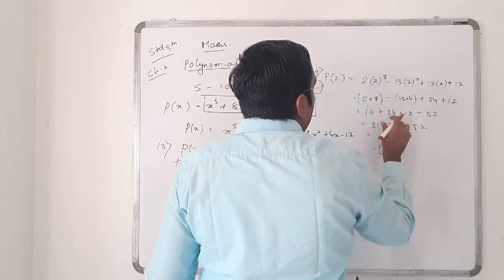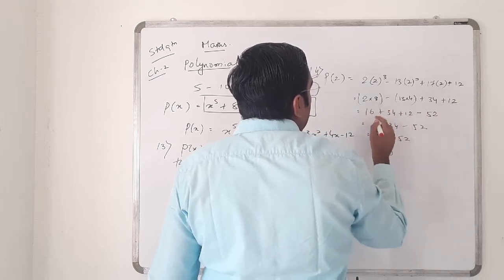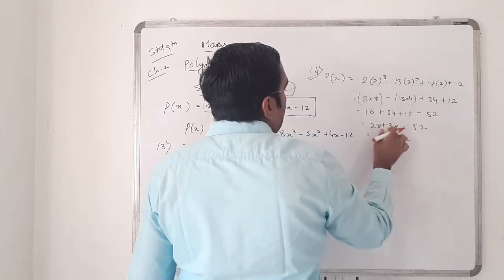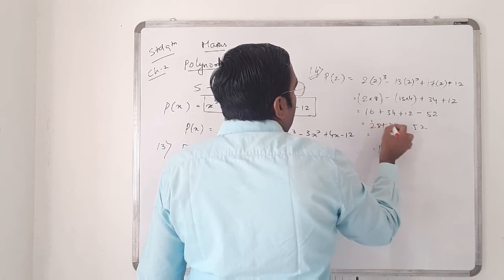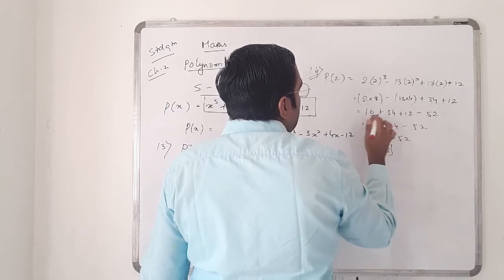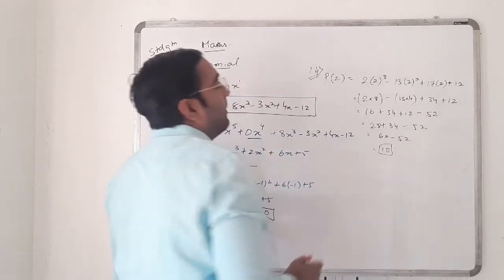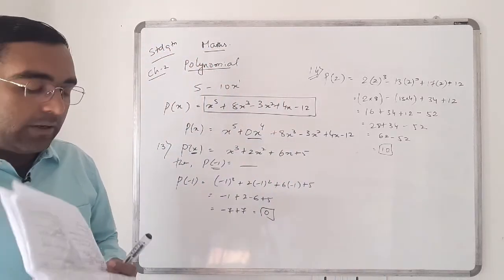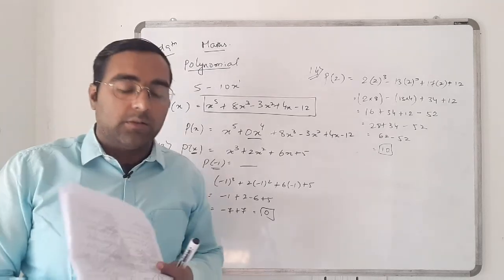So 6 plus 2 is 8, and 2 plus 1 plus 1 is 2, that is 28. 28 plus 34, that will be 8 plus 4 is 12, 1 carry, 3 plus 2 is 5, plus 1 is 6, 62. 62 minus 52, that will be equal to 10. Okay, that is equal to 10. So your answer is 10. So kindly correct it.